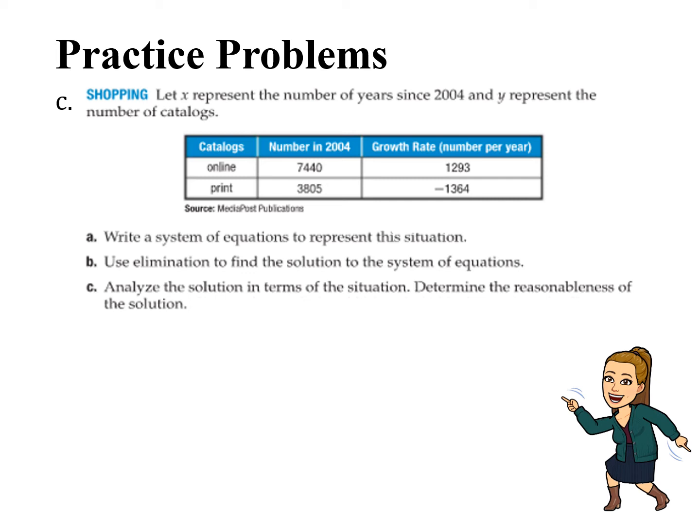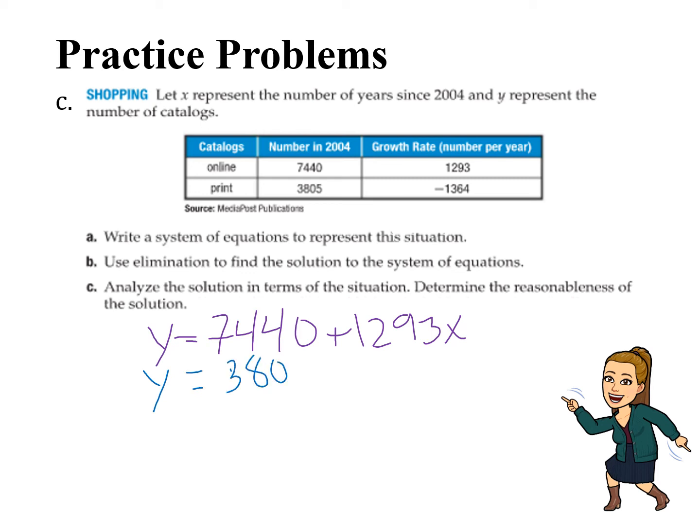So when I look at this information, I see that I really have a start value and a rate of change. So that tells me my equations are going to be in slope-intercept form. That the number of catalogs is equal to the starting value plus the rate of change times x, the number of years. For my other equation, same thing. I have the number of catalogs is equal to that starting value plus, or in this case, minus that change per year.